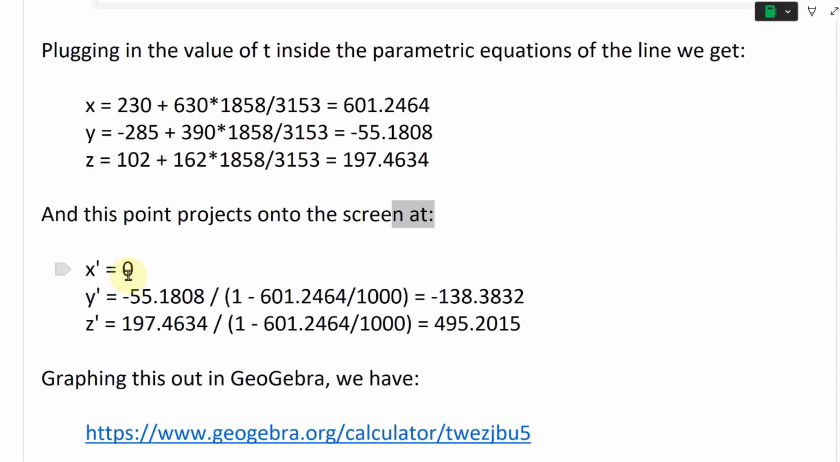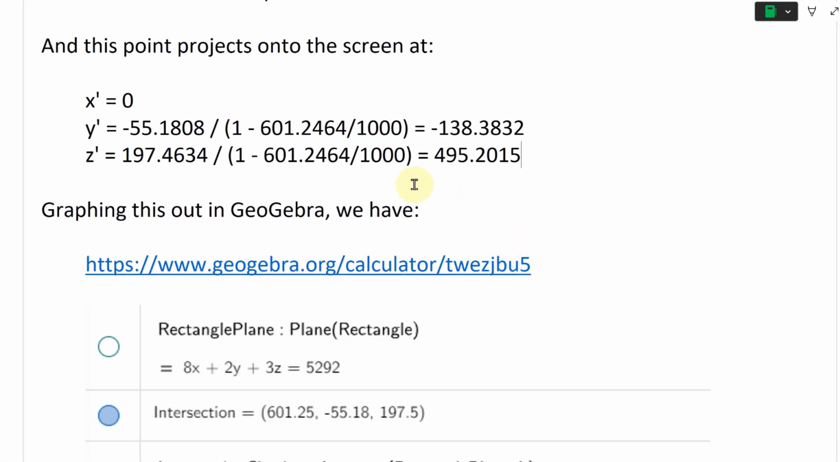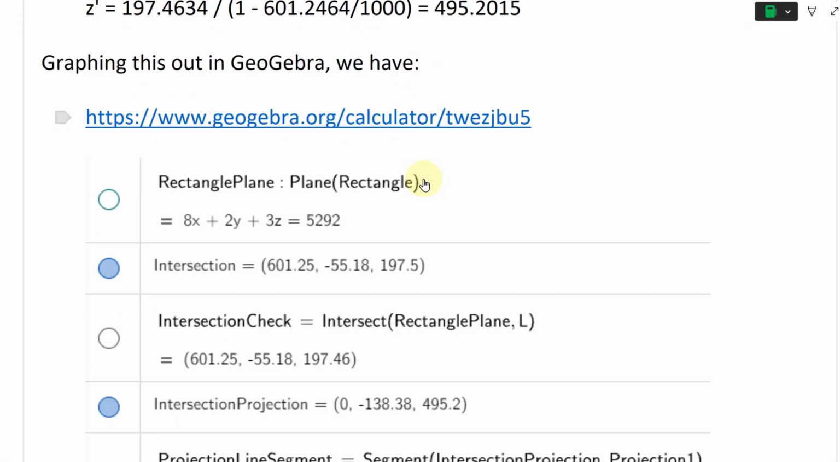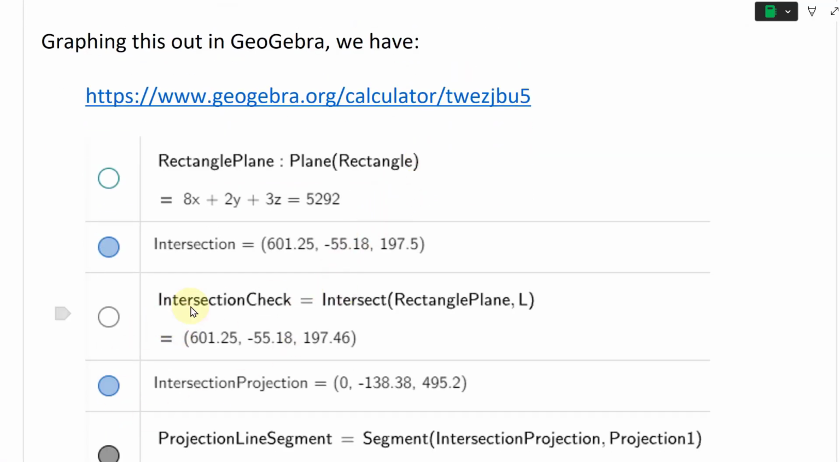So the x goes to 0, it's on the screen, and then the y prime on the projection, we take this point and then divide it by 1 minus the x coordinate divided by 1,000. So like that, we get this number over here. So again, built-in calculator. And then the same thing for the z, we take this number divided by 1 minus x divided by 1,000, we get this 49.205. And then graphing this out in GeoGebra, as well as using the built-in calculation checks.